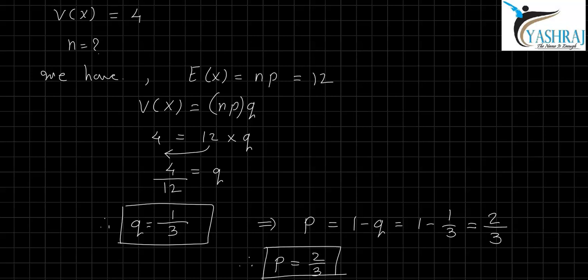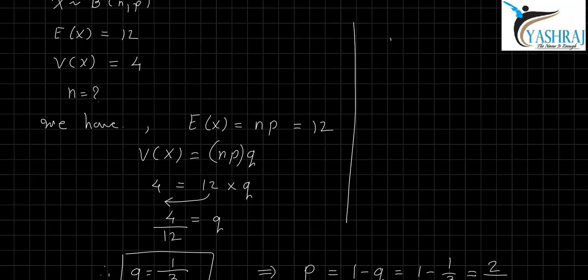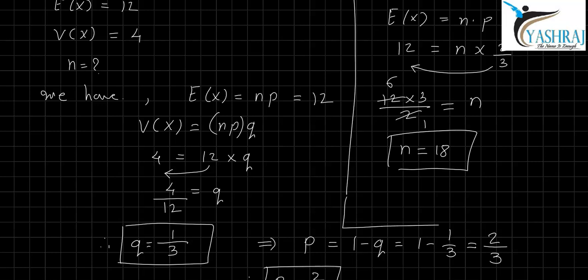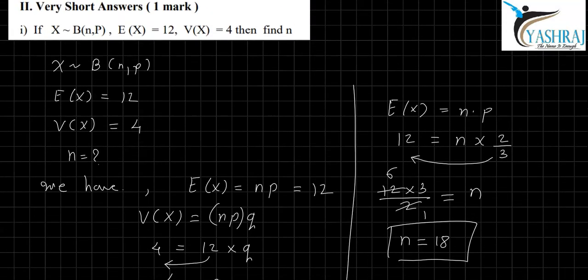Now for evaluating n, you might use the V(X) formula or E(X) formula. I will try to use E(X). We have n into p, where E(X) we have 12, n value we have to evaluate, and p value we have 2 by 3. Now let us shift 2 by 3 from RHS to LHS. It gives us 12 into 3 divided by 2 equals n. So we have n value becomes 2 ones are 2, 2 6s are 12, and 6 3s are 18. So we have here n value becomes 18.